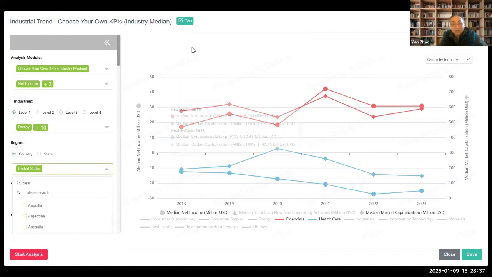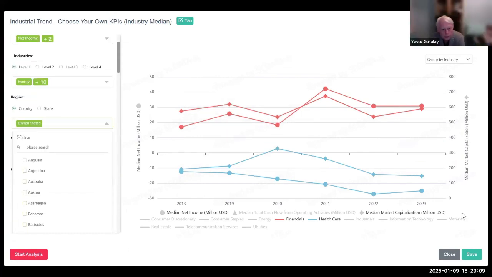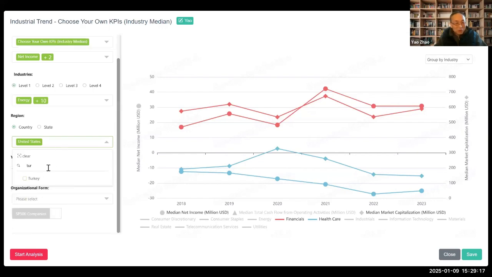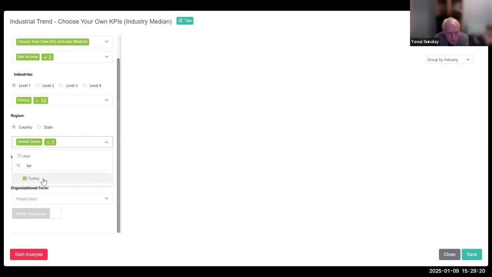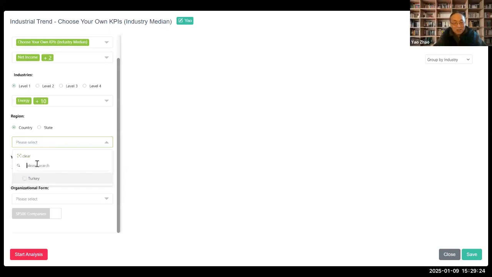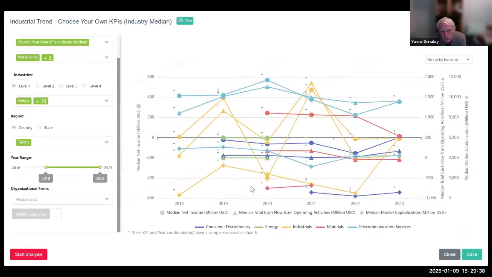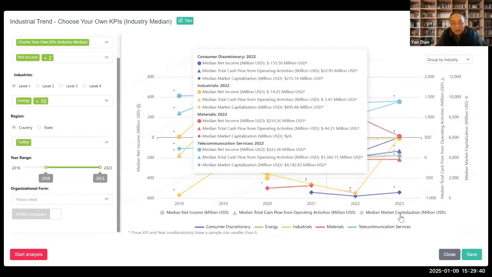Which country would you like to select? So, can we compare Turkey? I'm not sure we have so much data on Turkey, by the way. But we do have Turkey here. Let me remove the United States and keep Turkey. Or India, yeah. We're kind of short of data on that.